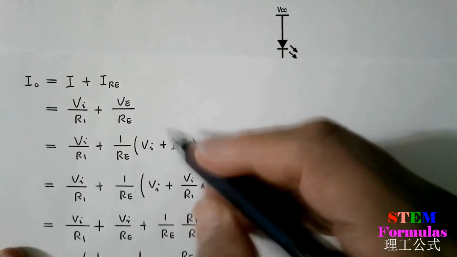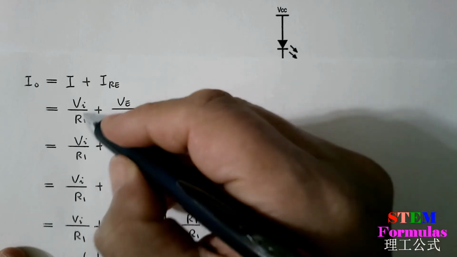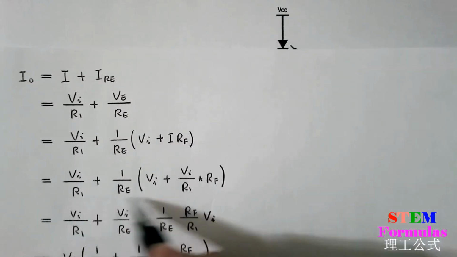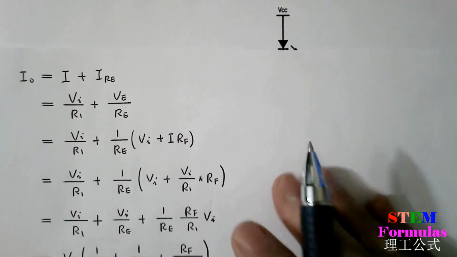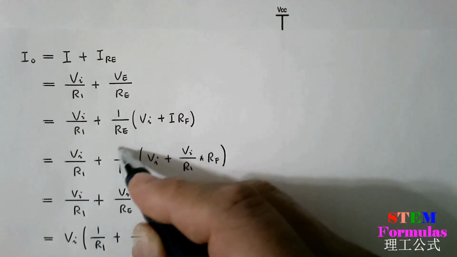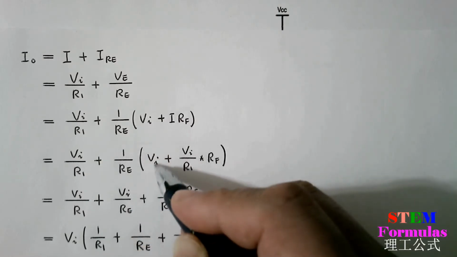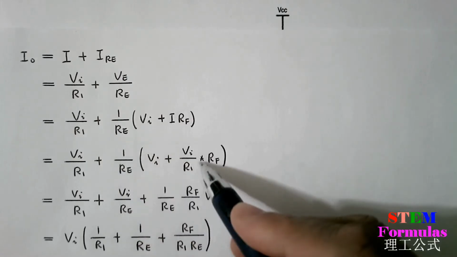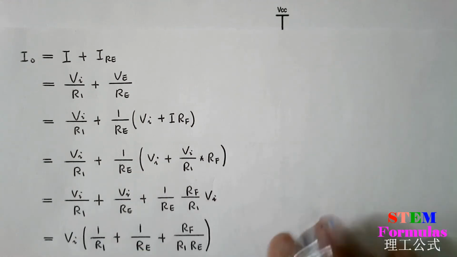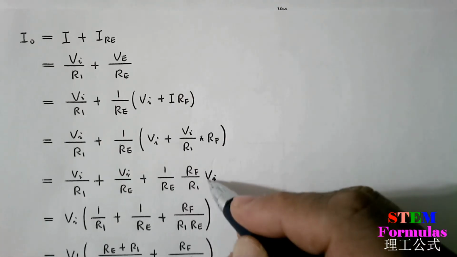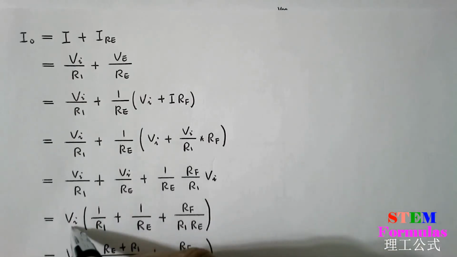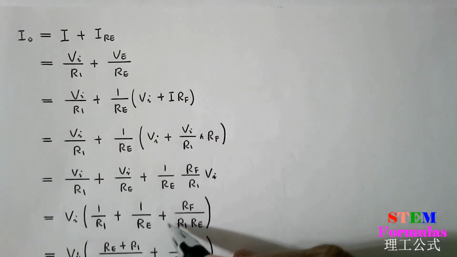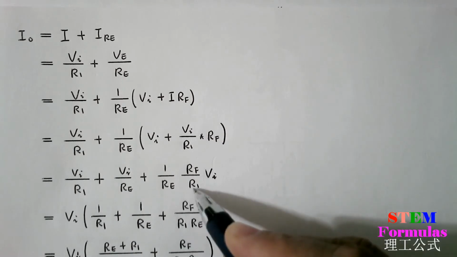And I equals VI divided by R1. We substitute this expression in here, so we have this expression. Now, we multiply 1 over RE to VI here, and then we multiply this factor in here. We have this expression. Now, we move VI out. Then we have the rest: 1 divided by R1, 1 divided by RE, plus RF divided by R1 and RE.